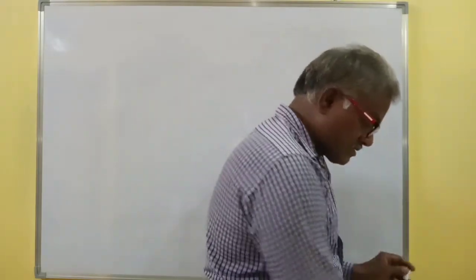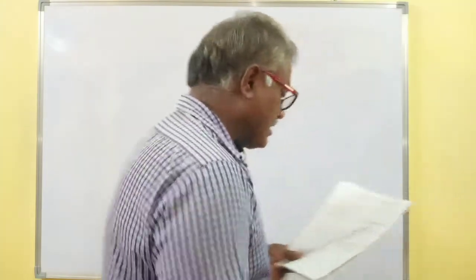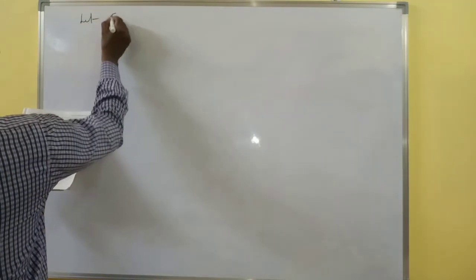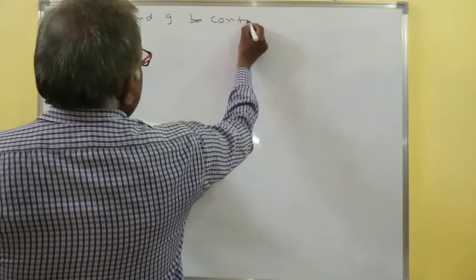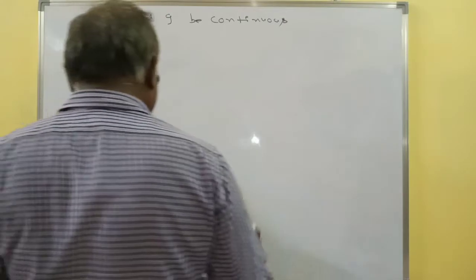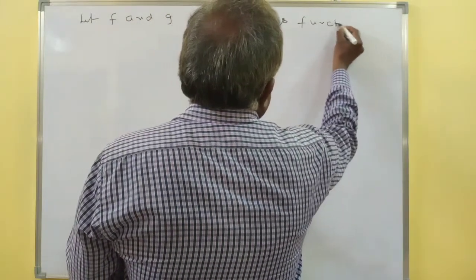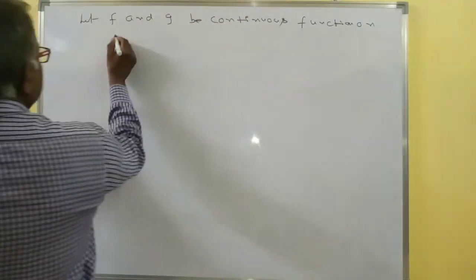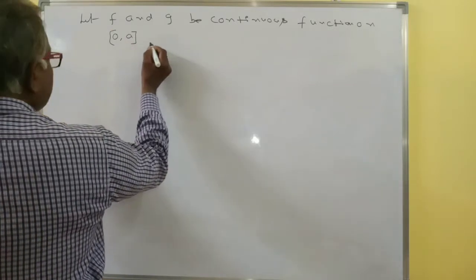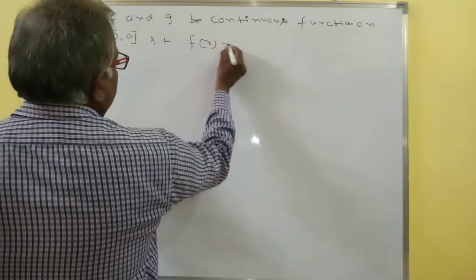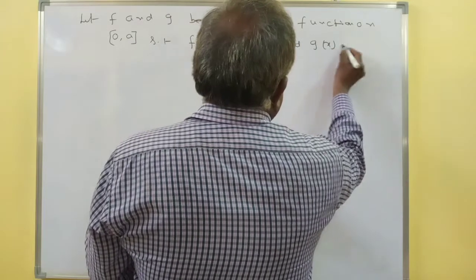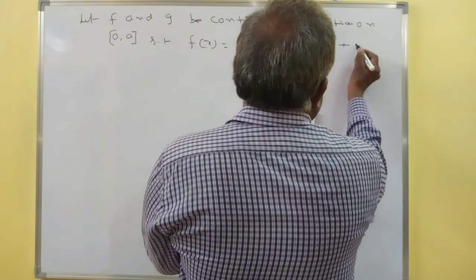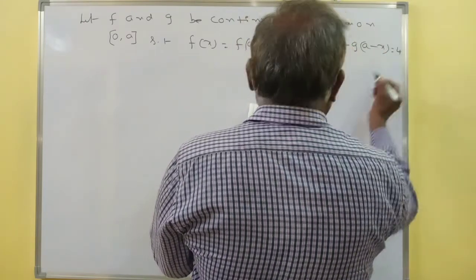problem here. One more problem. Let f and g be continuous functions on the interval 0 to a, such that f of x is equal to f of a minus x, and g of x plus g of a minus x is equal to 4.